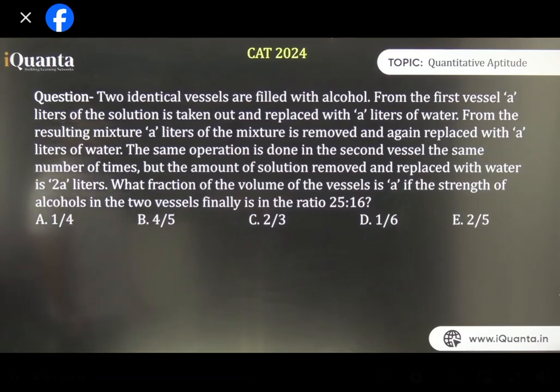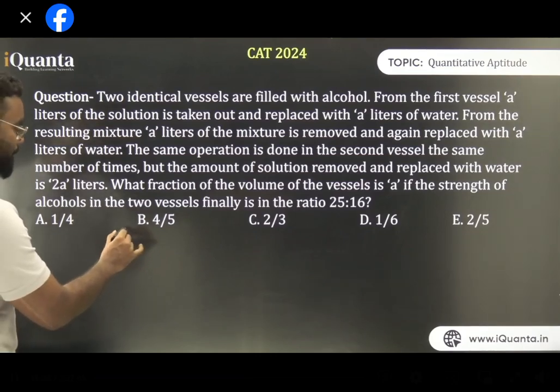Think about two identical vessels filled with alcohol. From the first vessel, 8 liters of the solution is taken and replaced with 8 liters of water. The fractions of the volume of the vessel that is alcohol in the two vessels finally are in the ratio 25:16. So let's say the initial volume is V.